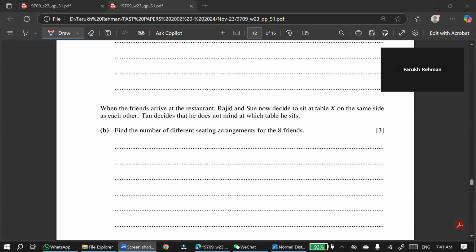Now, this one is arrangement in groups. Whenever we want to arrange persons in 2 groups, 3 groups, first of all, we will select the combinations, we will use combinations, and then we will multiply with the permutations. First of all, we will use combinations to fill the table, and then we will arrange the persons.